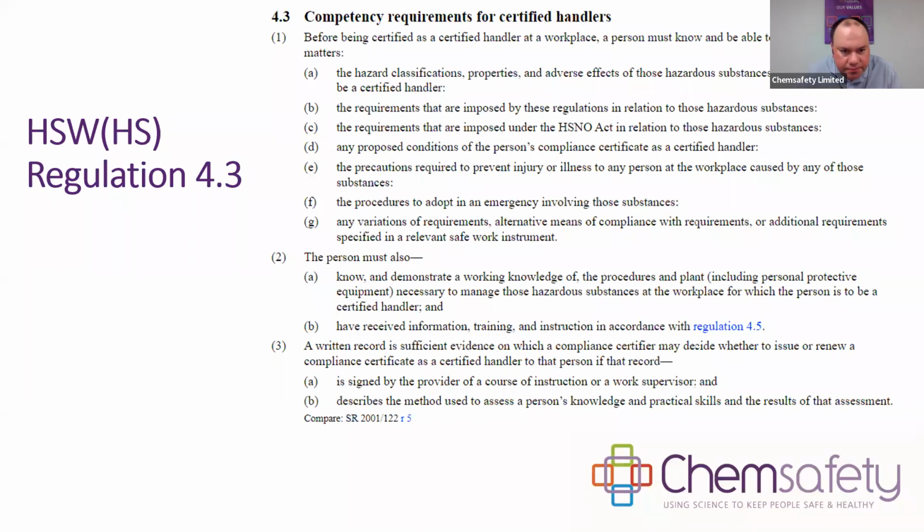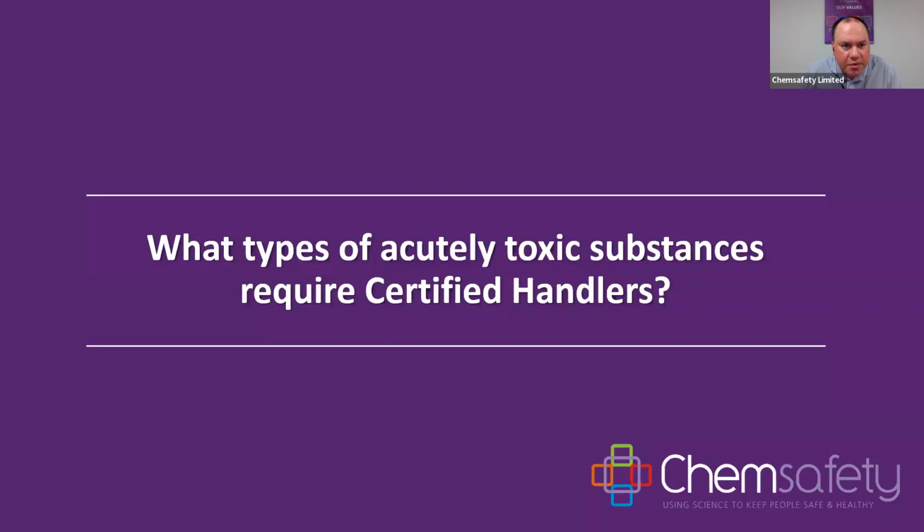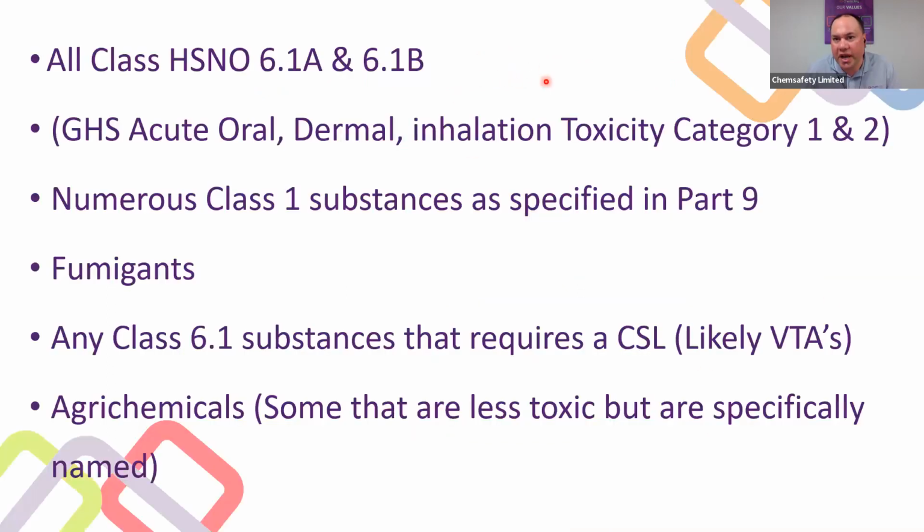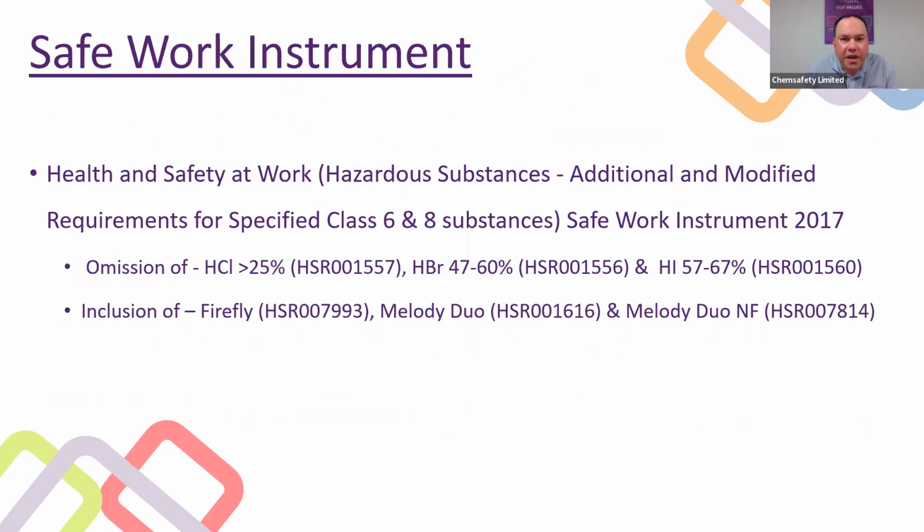Okay. So moving along, the different types of acutely toxic substances that require certified handlers. This again is something that I've mentioned just previously. So certain class 1 explosives, some agri-chemicals, of course, if they're 6.1 A or B, will fall into a safe work instrument. Certain vertebrate toxic agents as well, so ones that are 6.1 A or B or that require controlled substance licenses. Certain fumigants, and also certain industrial chemicals, again, all to do with this 6.1A, 6.1B thing here. Okay, excellent. So we've gone through that.